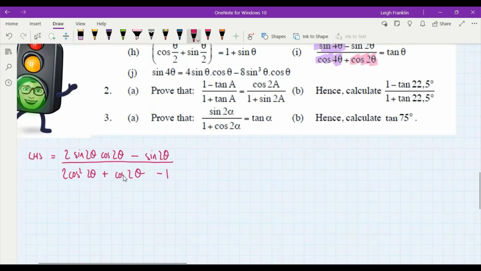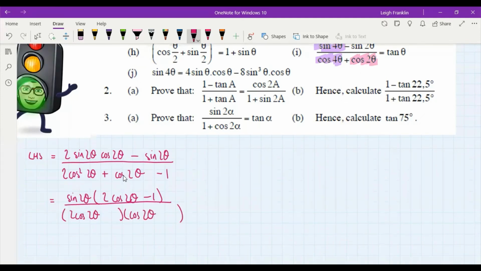And now, guys, we can go ahead and factorize. We're going to take out sine 2 theta from the top. That leaves us with 2 cos 2 theta minus 1. At the bottom, we need to factorize 2 cos 2 theta, cos 2 theta. And again, that's identical. Now we can cancel something at the top with something at the bottom.